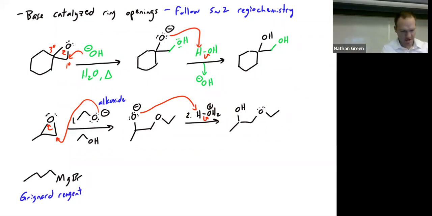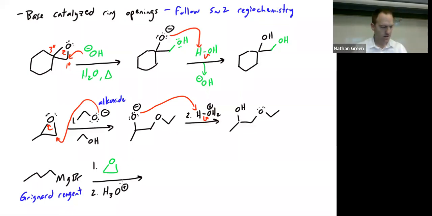I can react my Grignard reagent with a series of molecules. So let's see how we're doing. Let's just use an epoxide all on its own. We'll work it up with H3O plus. Get ahead of me. What is this going to make?